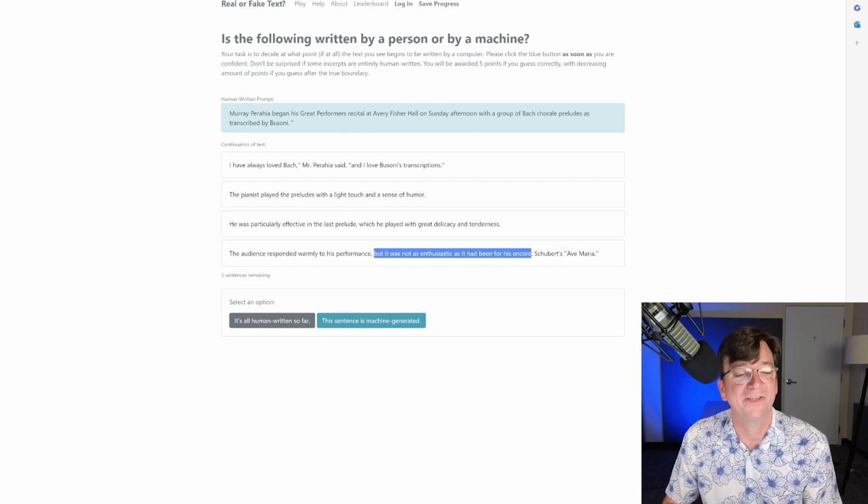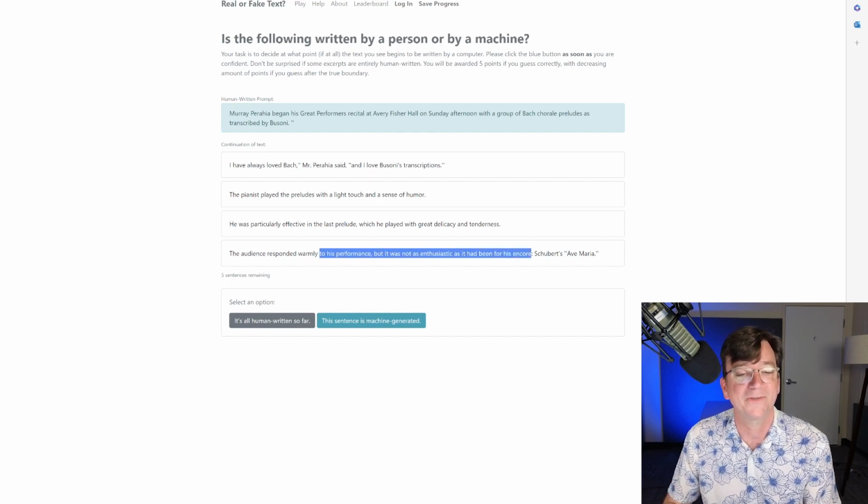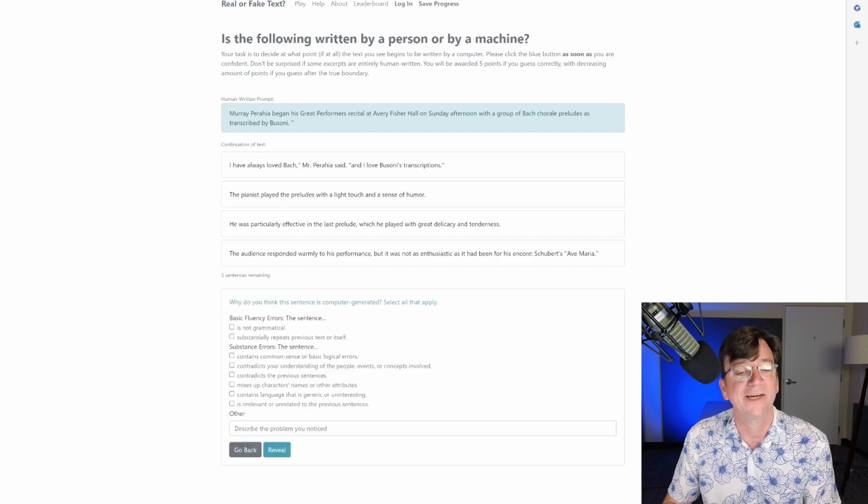So here's my reasoning. The current sentence says, the audience responded warmly to his performance, but it was not as enthusiastic as it had been for his encore. To me, this is weirdly worded because an encore happens after the performance. So the way that this sentence is worded, it suggests that the encore has come before the performance. So I'm going to say this is machine generated because I believe that's a logical error that violates my common sense.